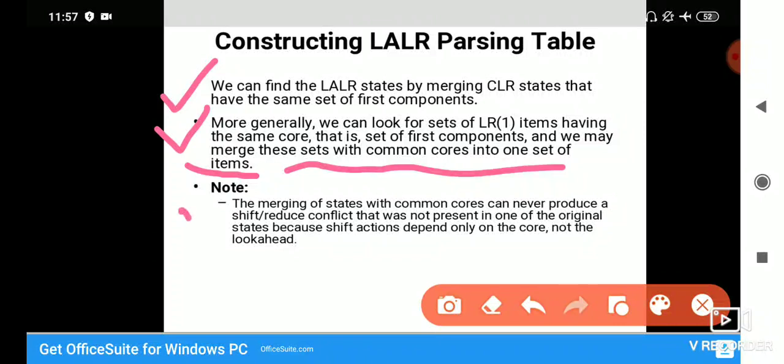Now while doing this, there is one note written. While doing this, there can be a conflict. But here it is saying that the merging of states with common cores can never produce a shift or reduce conflict. Why? Because that was not present in one of the original states, because shift actions depend only on the core, not on the lookahead. Since there are two components, the shift action was dependent only on the first component, it was not dependent on the second component. So there will be no conflict as far as merging of states is concerned.